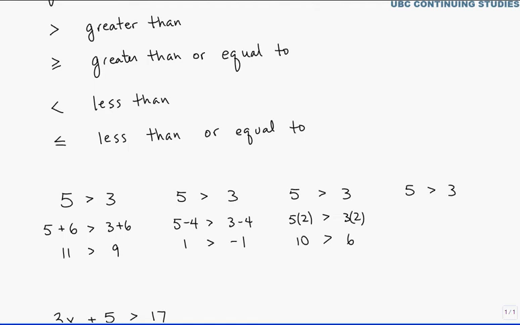But what if we multiply by a negative? I'm going to multiply by negative 3. So 5 times negative 3 on the left, 3 times negative 3 on the right. This becomes negative 15, and this becomes negative 9. Now remember, greater than means to the right of on the number line. Negative 15 is actually to the left of negative 9, and so negative 15 is less than. As soon as you multiply by a negative, you have to change the direction of the inequality. And that is the one difference between solving inequalities and solving equations.